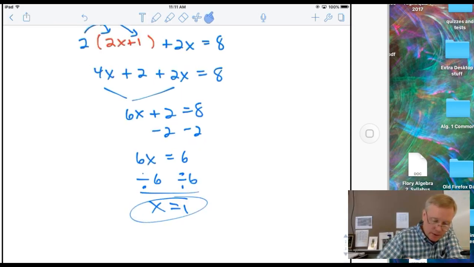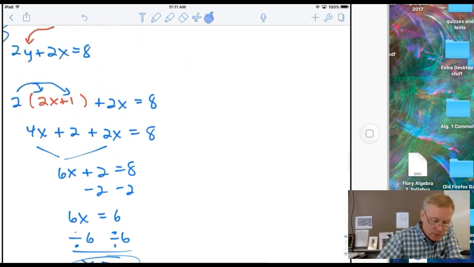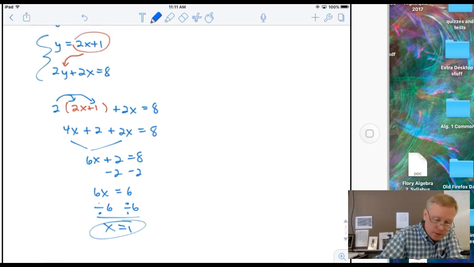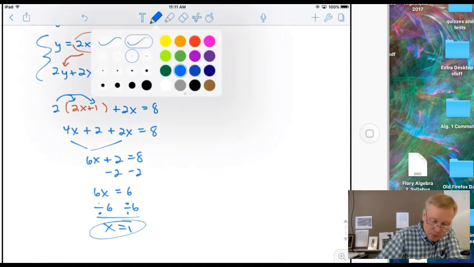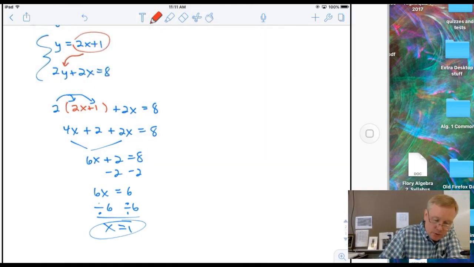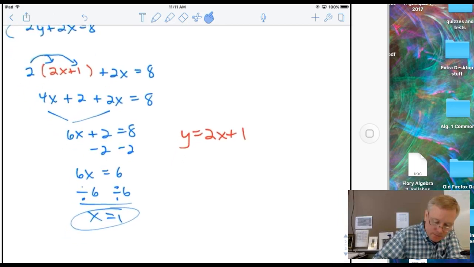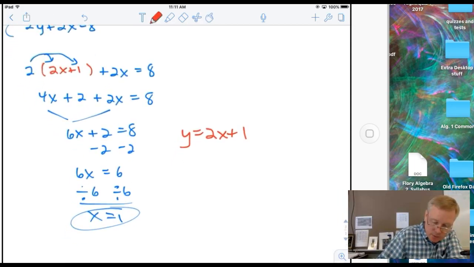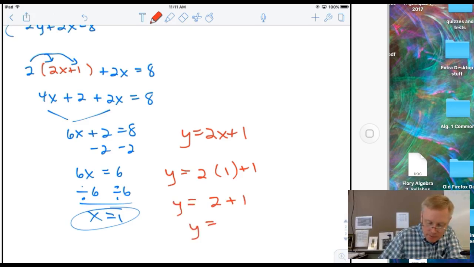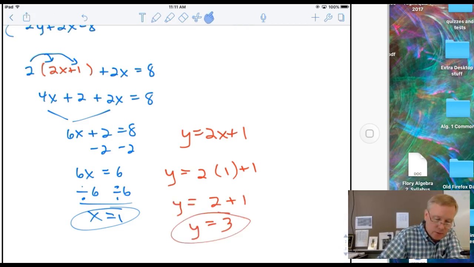Okay, I need the second answer now. Take one of the two original equations, whichever one looks easier. I'm looking at that top one. I think y equals 2x plus 1 looks easier than the bottom one. So that means put in the 1 for the x. 2 times 1 is 2. 2 plus 1 is 3. So y equals 3, x equals 1.